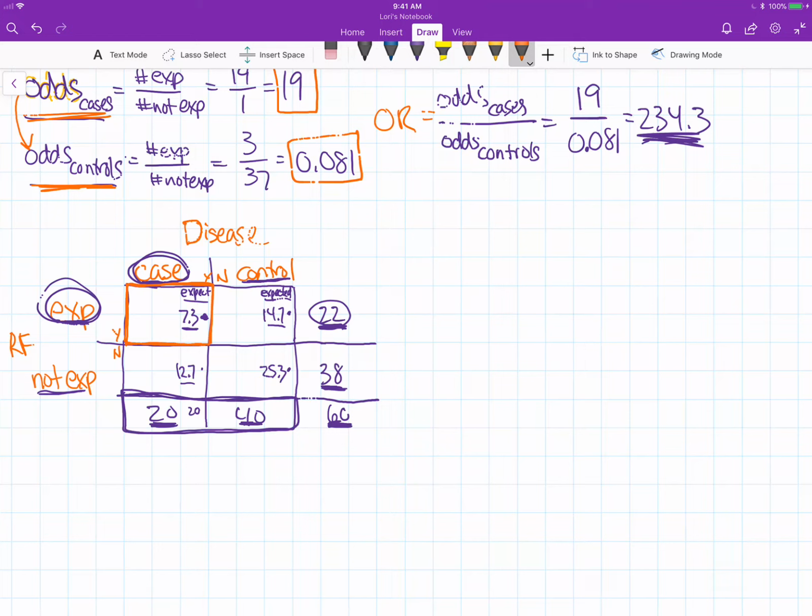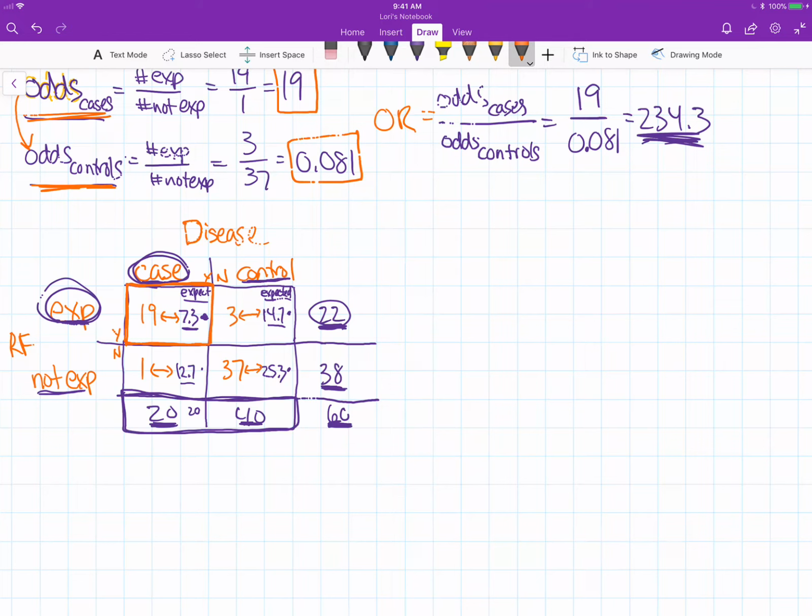Now, the number of cases that were exposed that we actually had was 19. That is a different number than 7.3. The number of cases that were not exposed was 1. That is a different number from 12.7. Similarly, we can fill in the controls who were exposed and not exposed. Remember, this is fictitious data. But ideally, if there was no relationship between our risk factor and our disease, these numbers would be pretty close together. The way we test that is by calculating those differences.